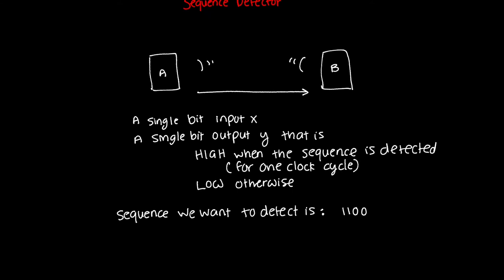So the sequence detector at B is going to output a high. That's going to go to whatever data receiver circuit is responsible for decoding the data.